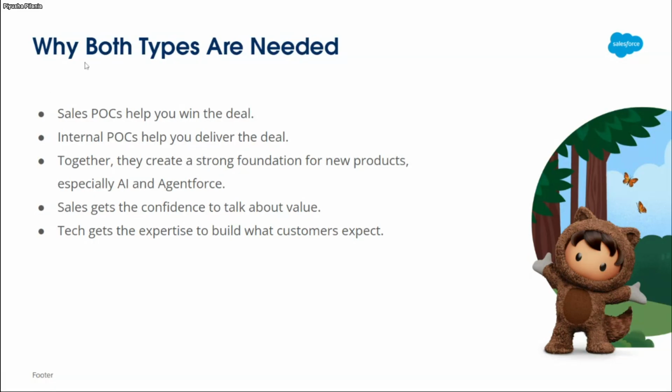Okay, so why are both types needed? Well, both types are needed because sales POCs help you win the deal, internal POCs help you deliver the deal, and together they create a really strong foundation for new products, especially around AI, Agentforce, or anything which is coming up right now. Or in case of Marketing Cloud, it could be Growth and Advanced Edition because a lot of us have not worked on Growth and Advanced Edition.